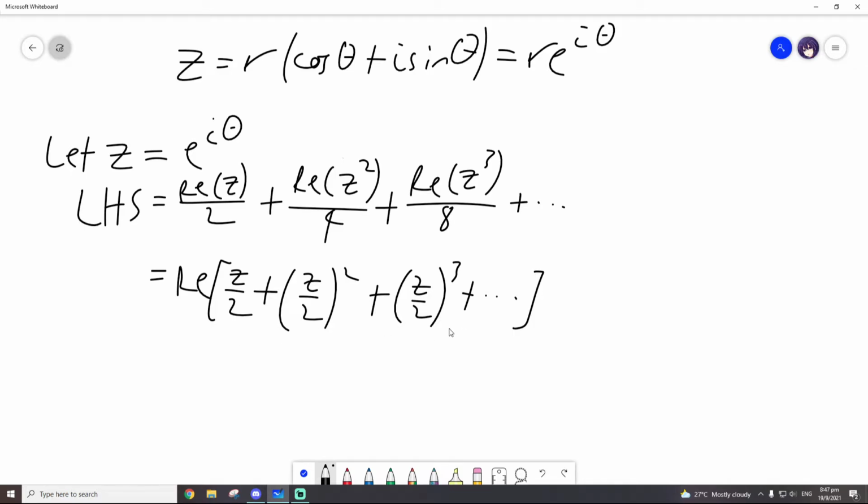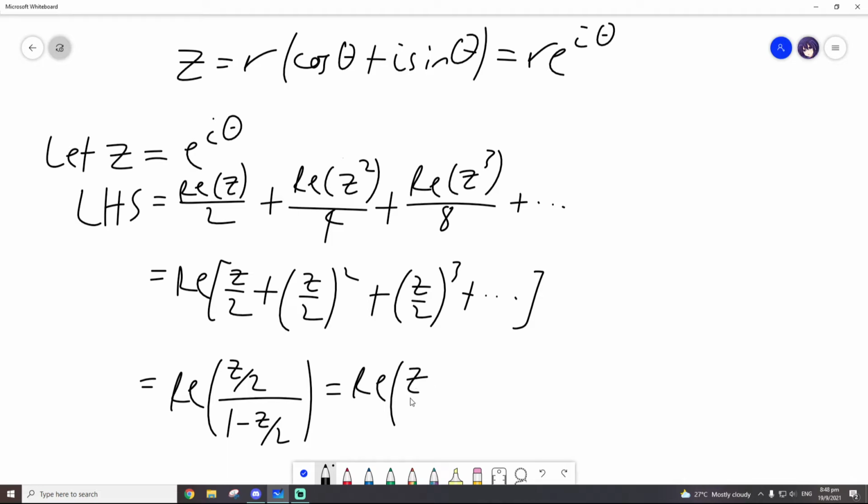And of course, this is a convergent geometric series because the modulus of z over 2 is half. And therefore, it will become a quarter, an eighth, all the way down to 0. So it's convergent. So we can apply the formula for the sum to infinity of a convergent geometric series. That's going to give you the first term divided by 1 minus the common ratio. So that's the real part of (z over 2) over (1 minus z over 2), which I'm just going to rewrite by multiplying the top and bottom by 2.